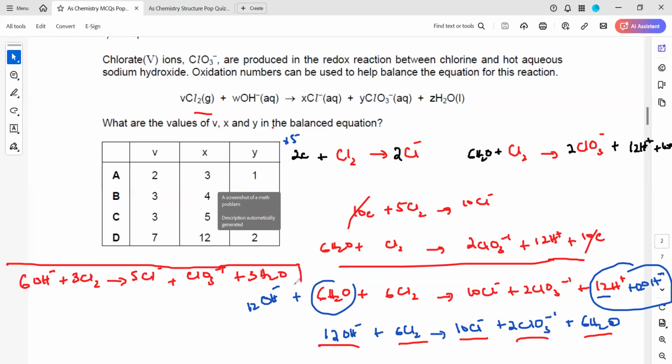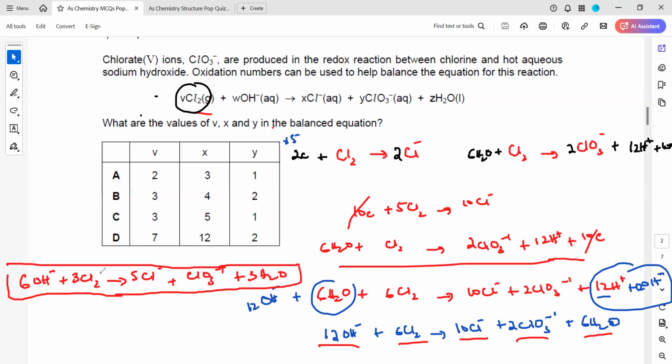Now we'll compare the coefficients. When you are in practice, it will not take too much time. When you practice similar questions, you will get used to how to balance these types of equations. So what is the coefficient with Cl2? 3. So it means either B can be an answer or C can be an answer. Then what is the coefficient of the chloride?